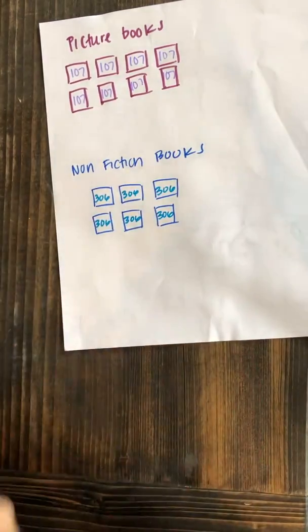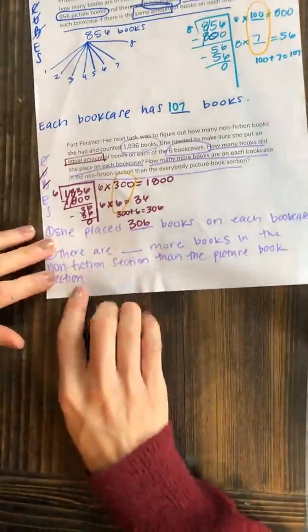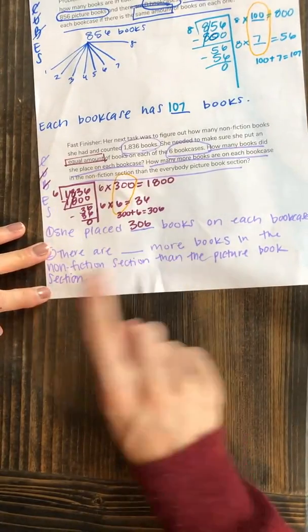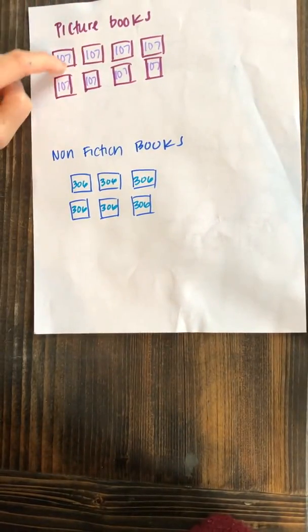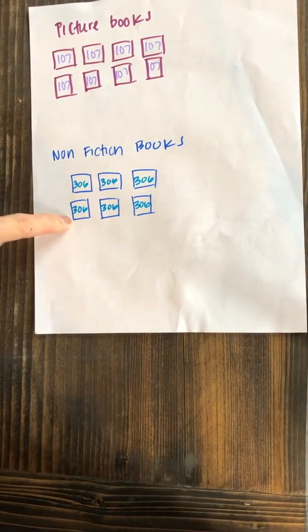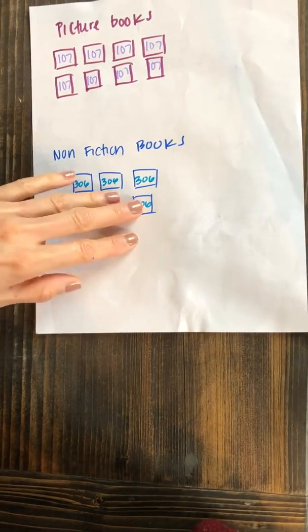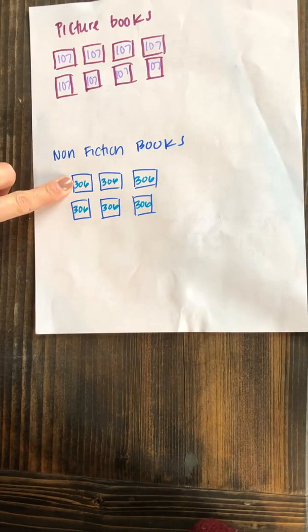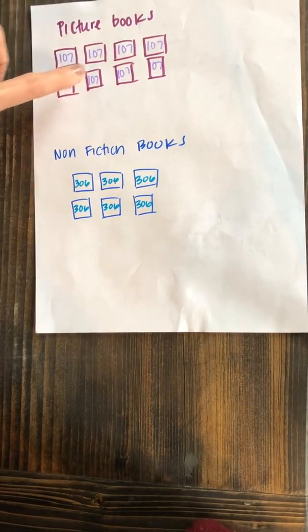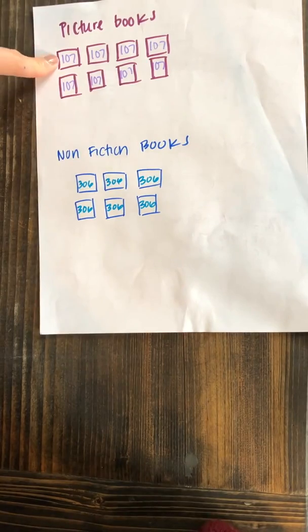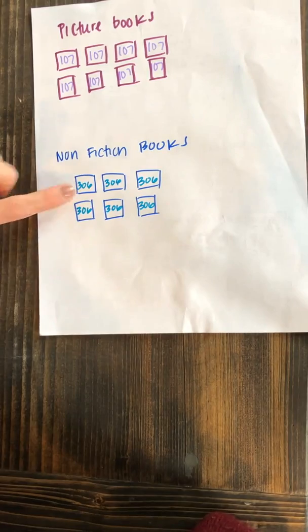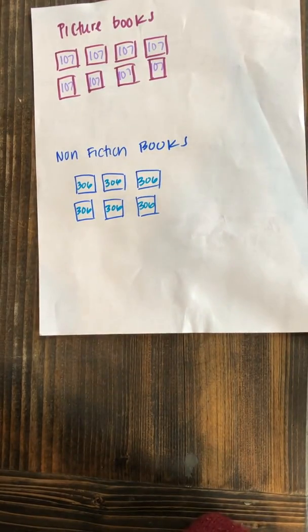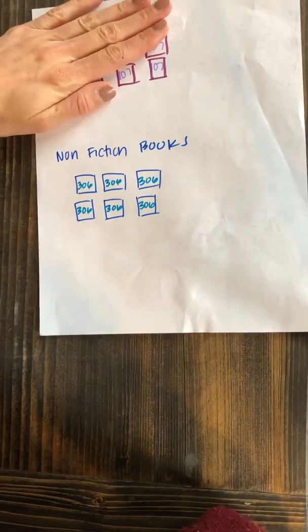Okay, so now the last question we have here is how many more books are in the nonfiction section than the picture book section? So how many more do we have here than we have here? And don't let it trick you that we have more bookcases here than we do here, because look, each of these, even though there's only 6 bookcases here, each bookcase holds more books, right? So we have 1, 2, 3, 4, 5, 6, 7, 8 bookcases, but only 107 on each one. And here we have 1, 2, 3, 4, 5, 6 bookcases, but 306 on each one. So their question now is, how many more books do we have here than we have here?